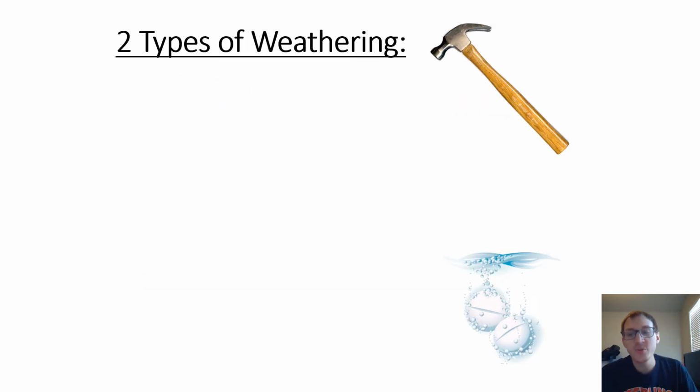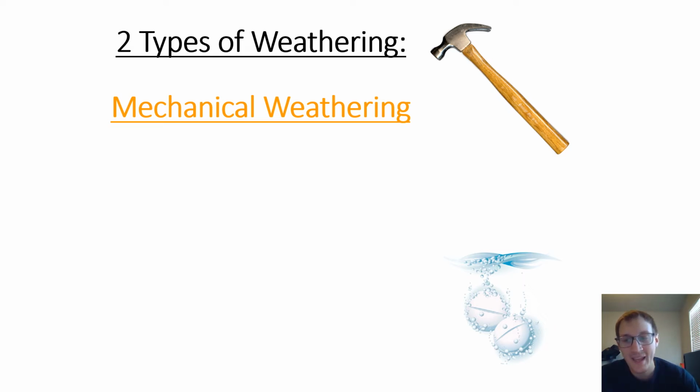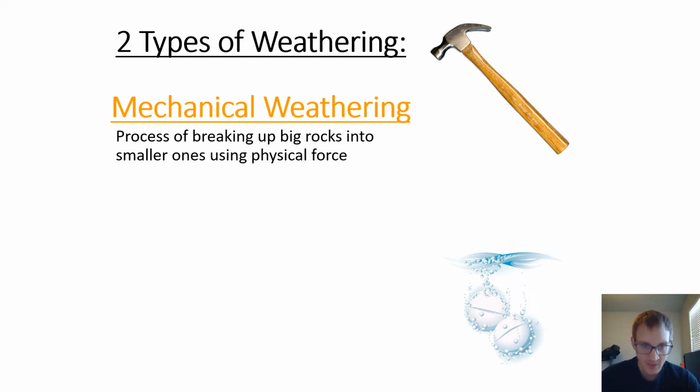All right, so there's two types of weathering, because that's what we're going to talk about first. The first type is called mechanical weathering. In a previous slide, I talked about whether it's physical or chemical. Mechanical is the physical part. This is the process of breaking up big rocks into smaller ones using physical force.